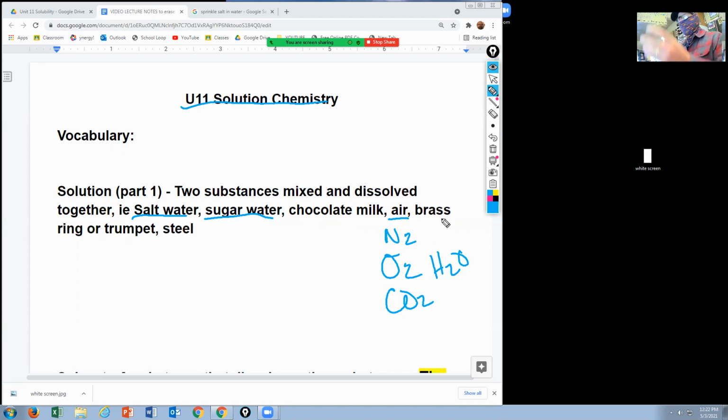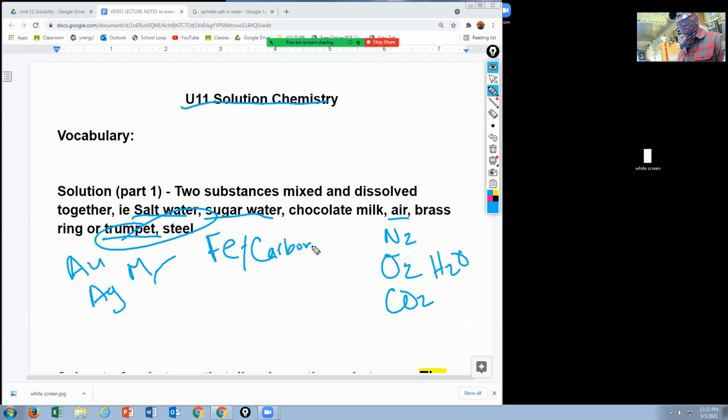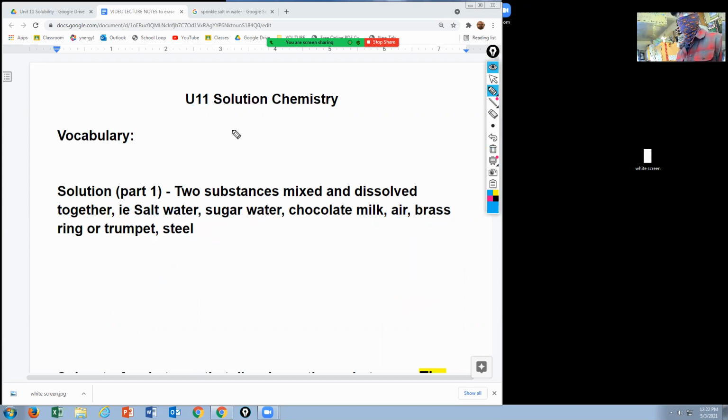A brass ring, maybe like my gold ring, believe it or not, this gold ring is a solution. It's made up of gold, silver, molybdenum. It's made up of all sorts of different stuff. And then maybe Mr. Edwards' trumpet that you could probably hear playing in the background. All of those things, those are solutions. This is just a solution that's solidified, right? Steel is usually iron mixed with carbon, in different proportions. So that's what we're going to be talking about. We're going to be talking about solutions today.